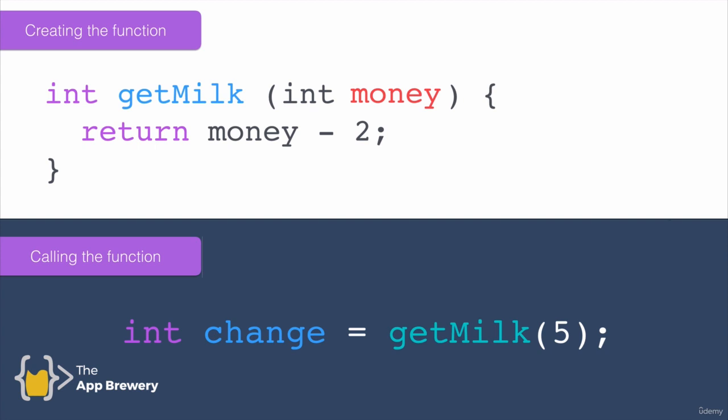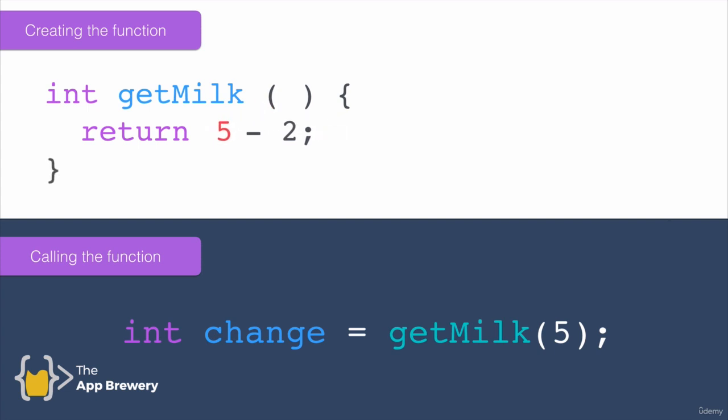If we were calling getMilk, passing in the value of 5, 5 goes into the input and it gets used inside the function. So we end up with 5 minus 2 as the return, which is equal to 3, of course. And 3 is definitely a whole number, so it fits the integer data type that we specified when we created the function. So that becomes the result of getMilk passing in an input of 5, and it replaces the right-hand side of the equation. So now we have a variable called change, which is equal to 3.